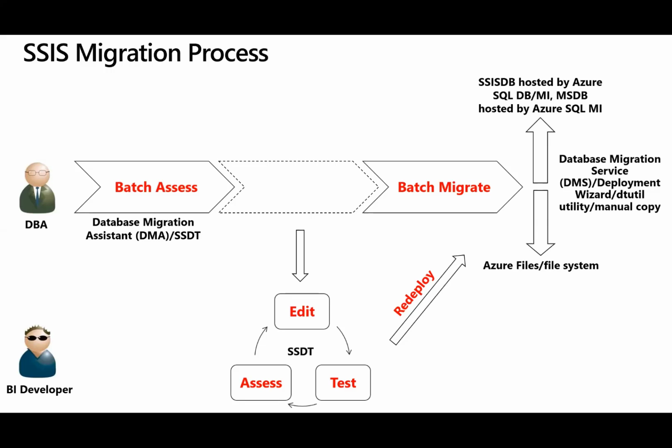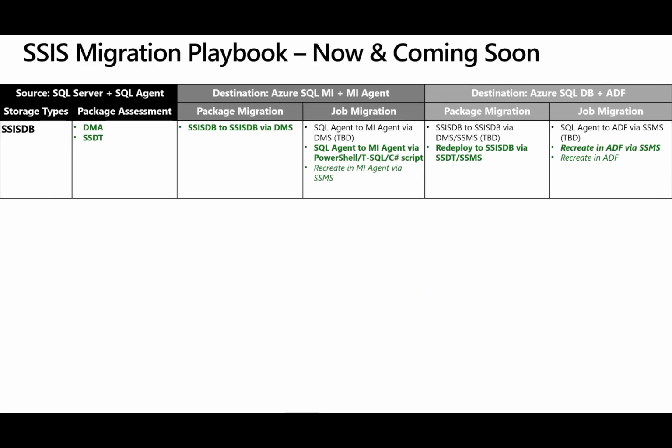There are several tools that you can use to do this. You can use Database Migration Service or DMS. You can use the standard SSIS deployment wizard that can be launched on SSDT or SSMS. You can use a command prompt utility like dtutil, and you can even do a manual copy. You can literally copy your packages from the project folder on your laptop into Azure Files or a file system that can be fetched by SSIS to run in the cloud. Okay, so that's the process of migration. And let's go through the SSIS migration playbook.